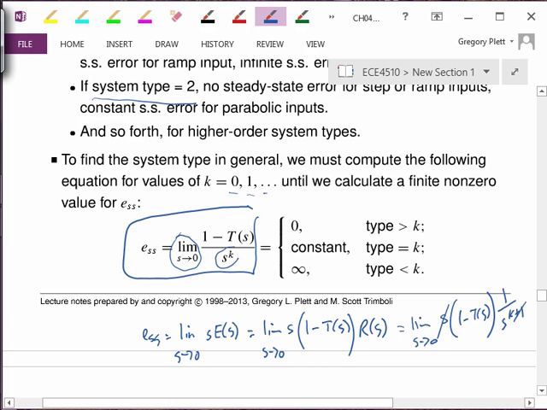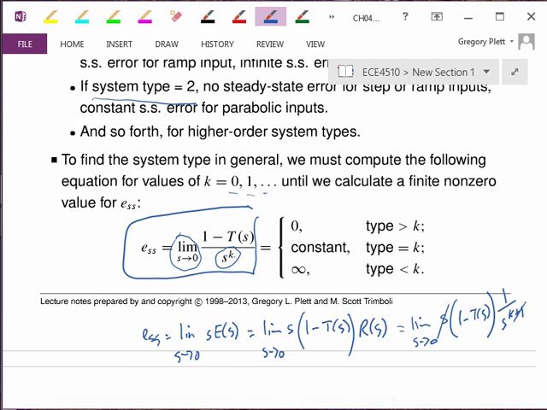So the fact that I see an s to the k power over here and s is going to 0 at first looks alarming because it looks like I'm dividing by 0. But in fact, there may be cancellations between this numerator 1 minus T of s and s to the k, and those cancellations must happen before I take the limit. And that's what causes these different system types to occur.